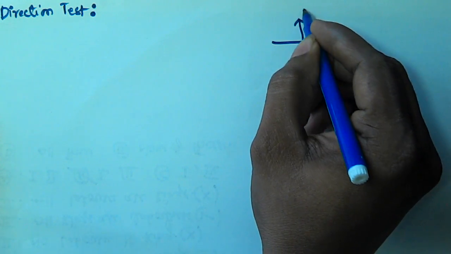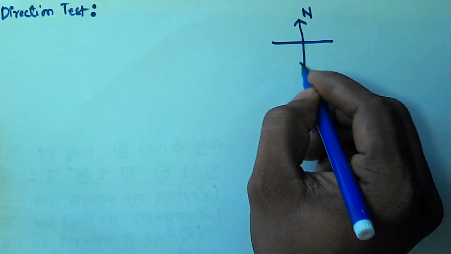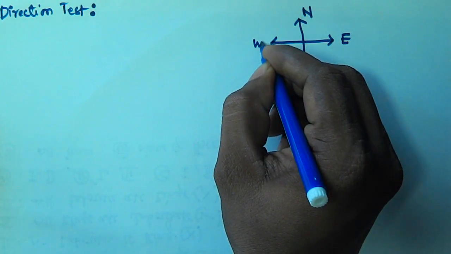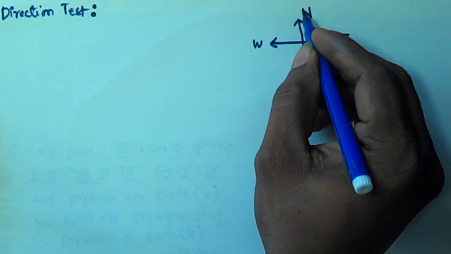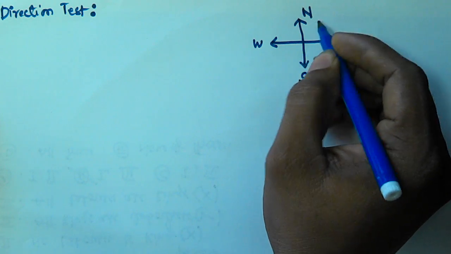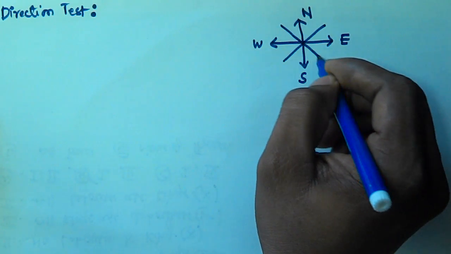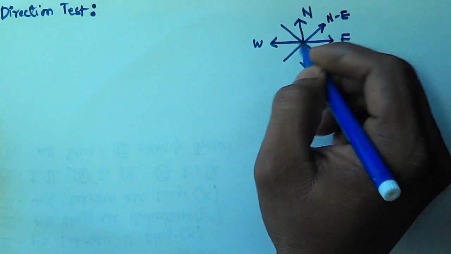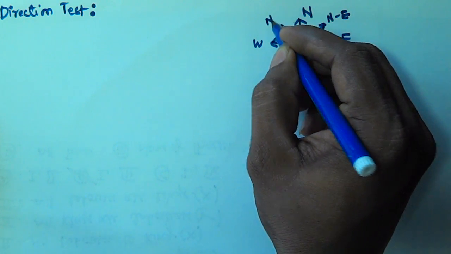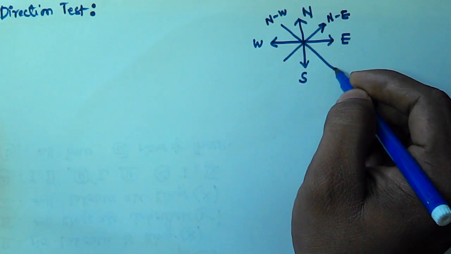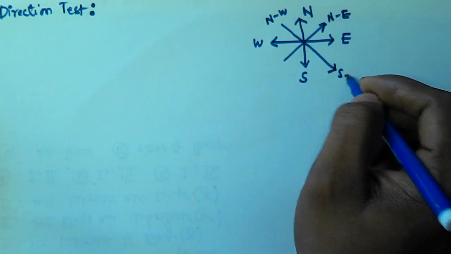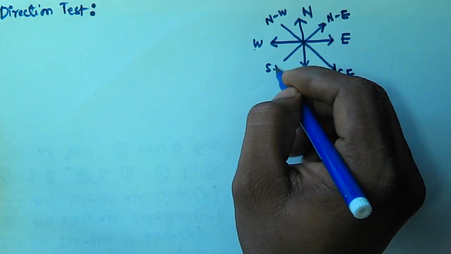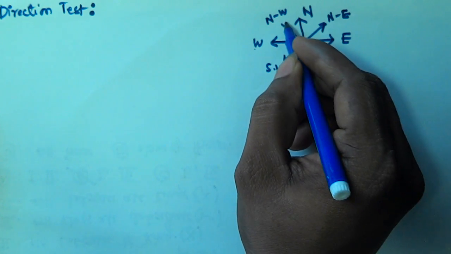so this above side is north, and this side is south, and this one is east, and this one is west. We have another four directions. If the direction is between north and east, that is called northeast. If the direction is between north and west, that is called northwest. If the direction is between south and east, that is called southeast. If the direction is between west and south, or south and west, that is called southwest. So these are the directions available.